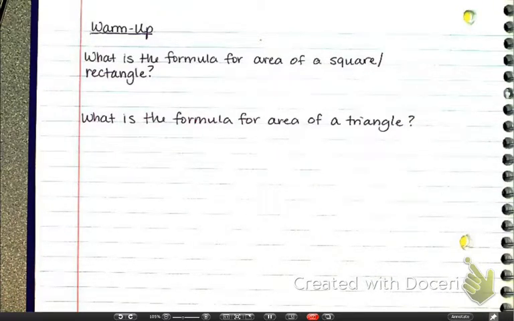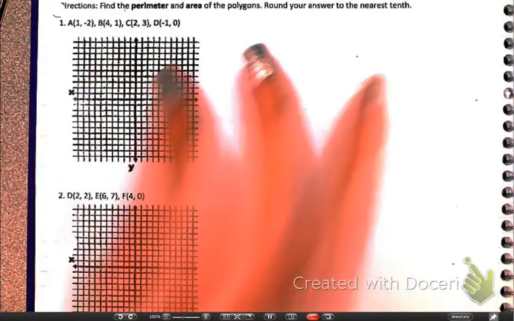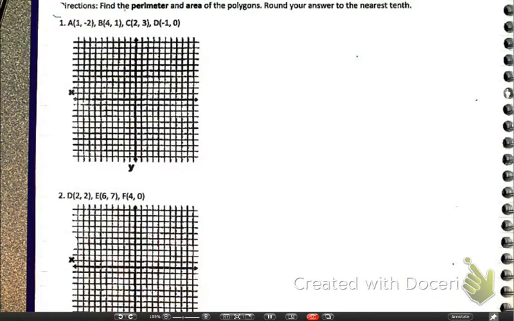Awesome. Okay. You have your note sheet in front of you. So it's similar to yesterday's homework where we need to start by plotting those points. So I'd like everyone to take a second and plot those points.